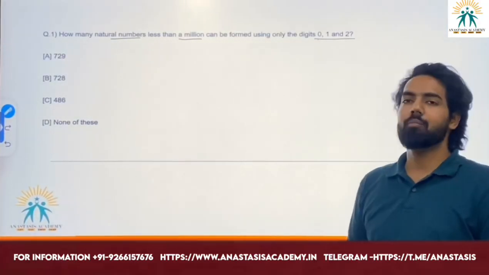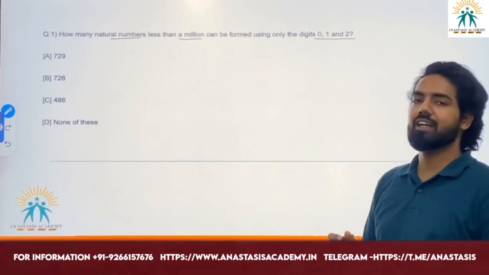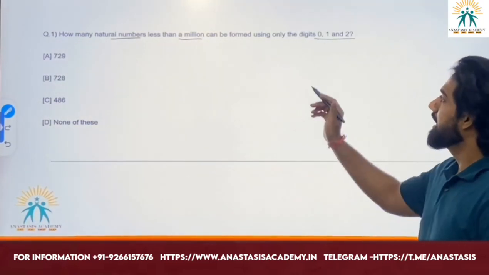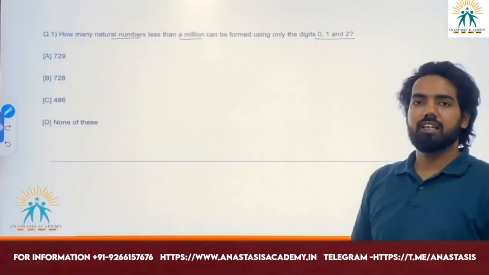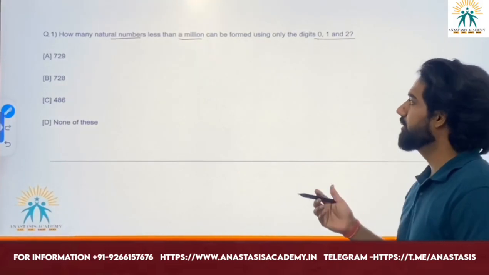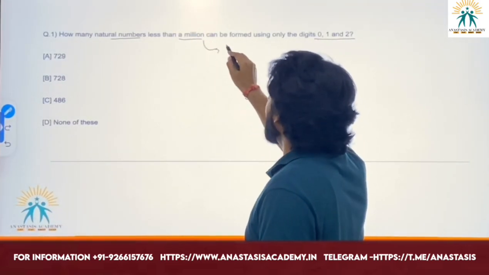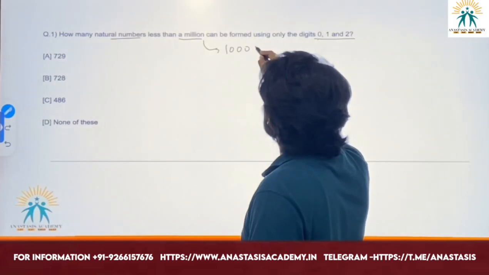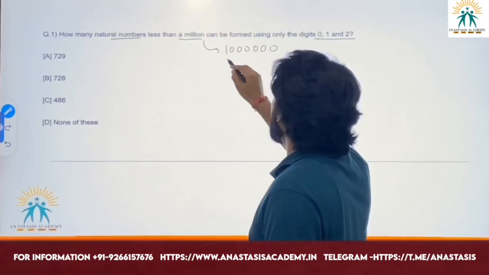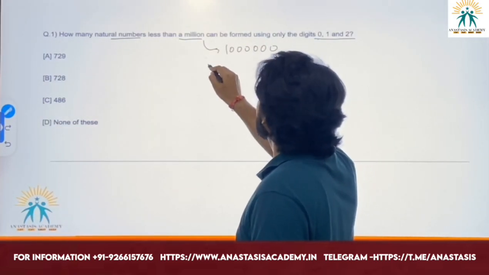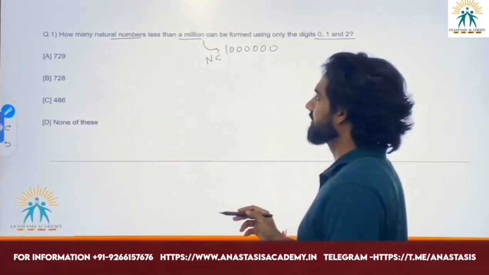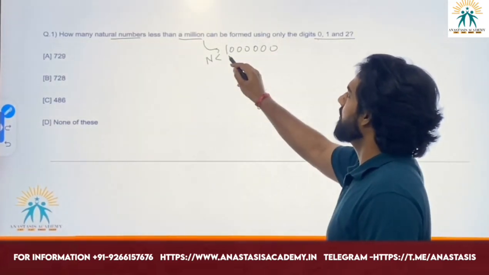We have to form natural numbers which are less than a million, and I can only use the digits 0, 1 and 2. So let's just see. Million means 10 lakh. So I have to make numbers which are less than 10 lakh, or I cannot form this number.